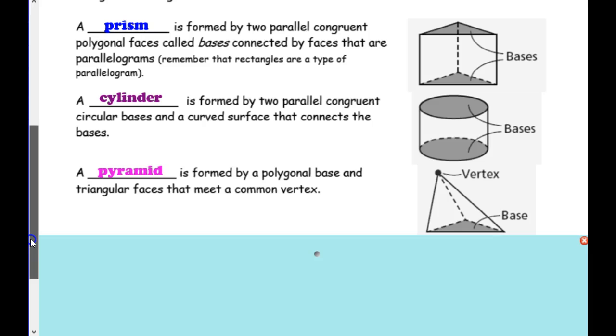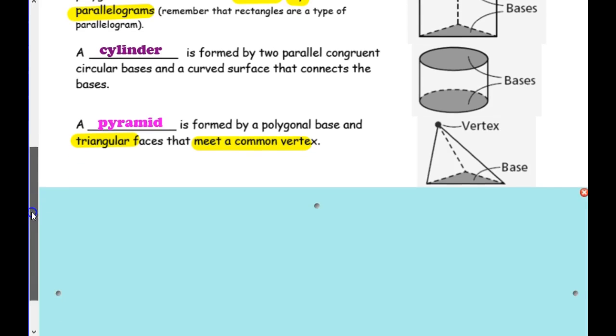So if we're looking at key important things, for a prism, the faces on the side are parallelograms. So it's connected by parallelograms. A pyramid is connected by triangles. They meet at a common vertex. So the sides of a prism are parallelograms. The sides of a pyramid are triangles.